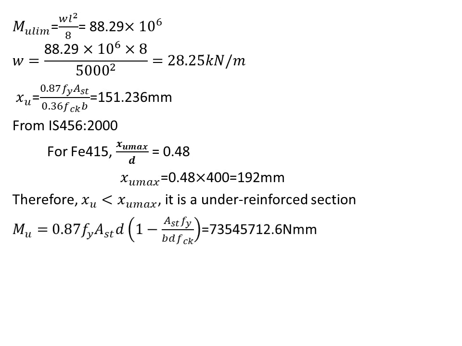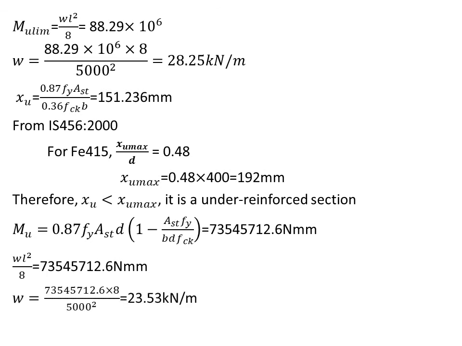So Mu's formula is 0.87 fy Ast d into 1 minus Ast fy by bd fck, equal to WL square by 8. We compare it and we get the load's value as 23.53 kilonewton per meter.